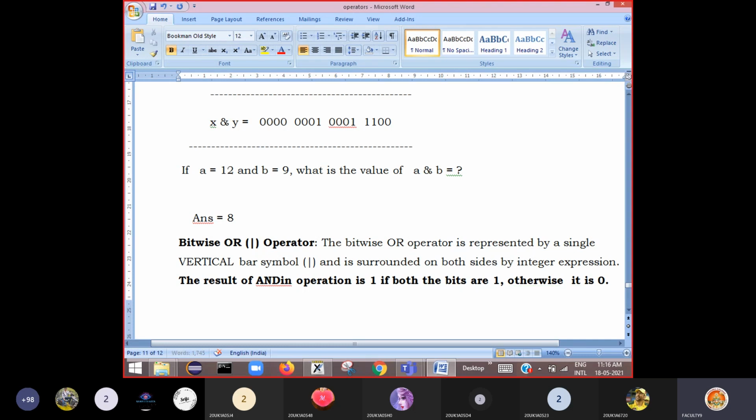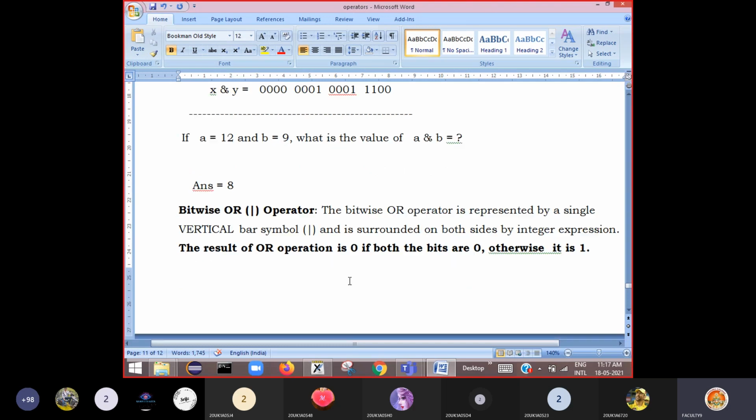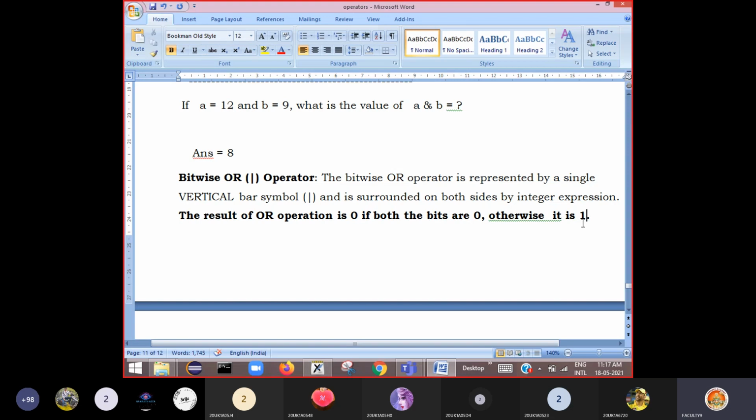So the result of the OR operation is 0 if both the bits are 0. If both the bits are 0, it is 0. Otherwise, it is 1. That means if any one bit is 1, then the result is 1. When both bits are 0, then only the result will be 0. In all other cases, it is 1.